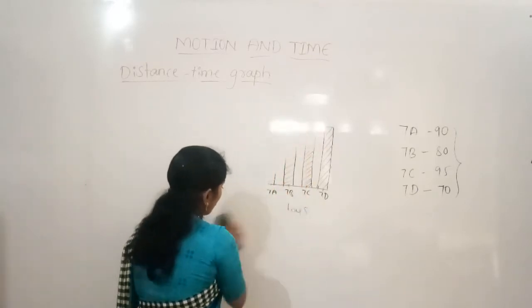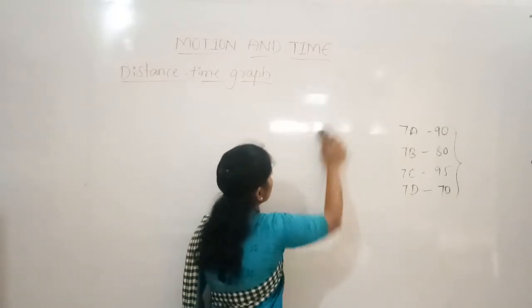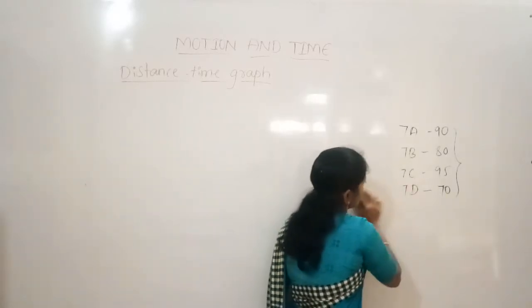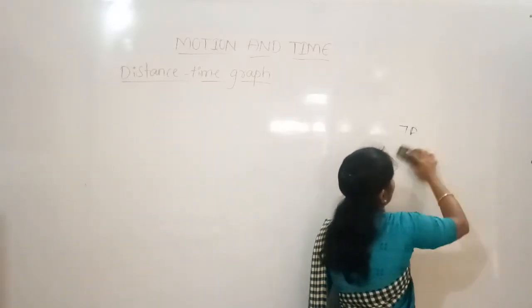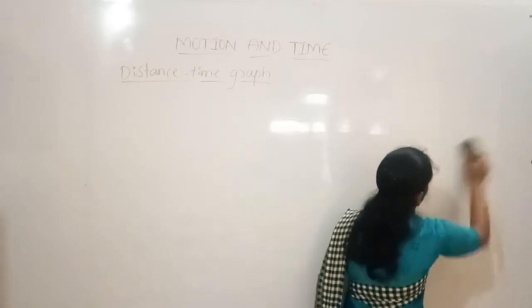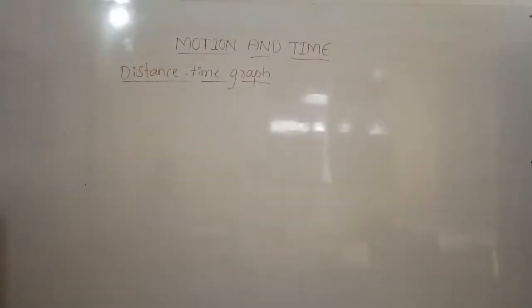So one tabular column is given in your textbook, and according to that we can draw. Before drawing the distance time graph, usually we show this with the line graph. So now I will tell you some rules on how to draw the graph. The rules to be followed are like this.